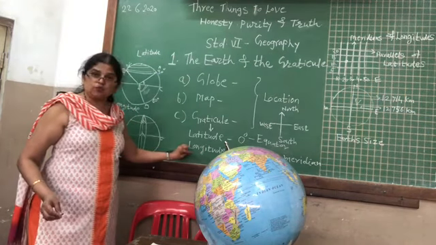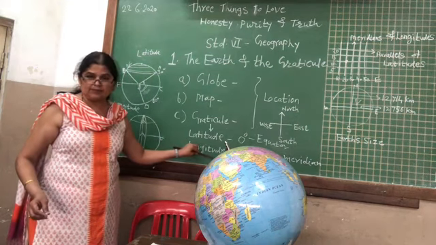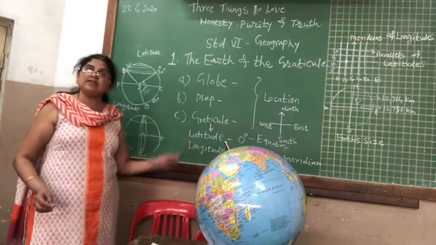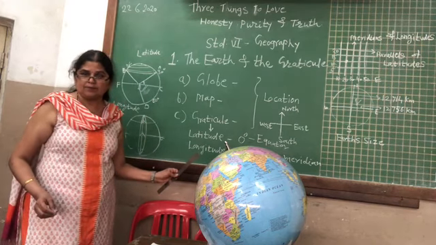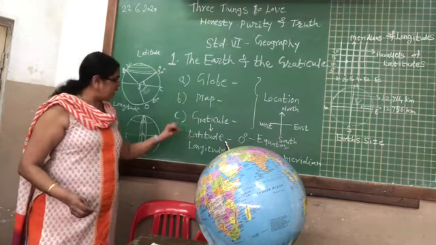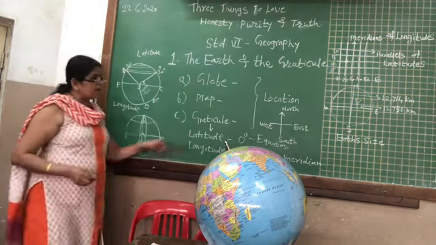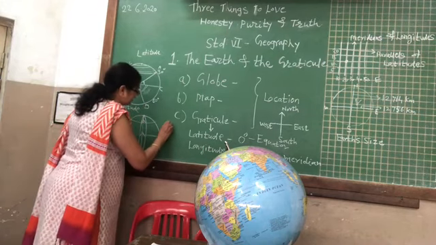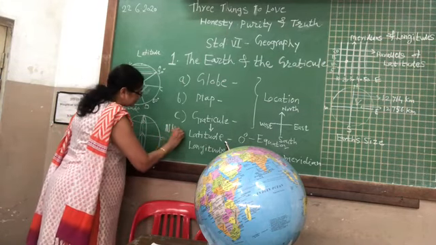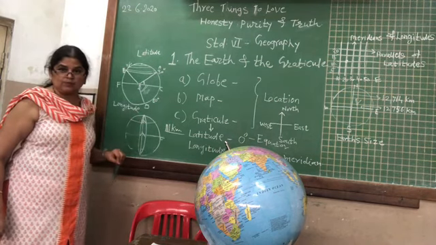The longitude. Longitudes are the vertical lines. They are semicircular in nature. They are not parallel like latitude. The distance between two parallels of latitude is 111 kilometers.